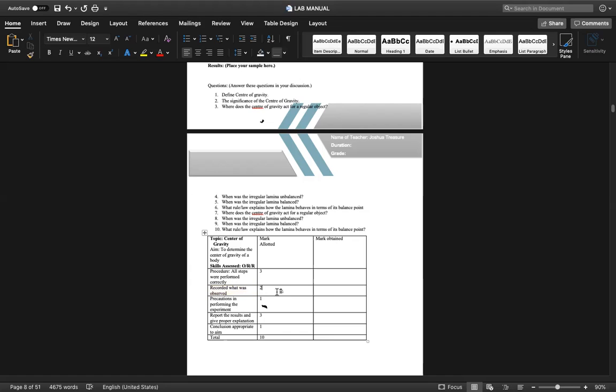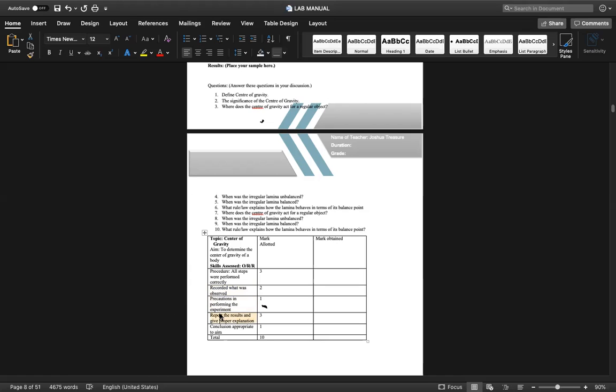state in your discussion that it was observed, when doing the experiment and drawing the lines, right? Don't use "I" and "we". Use the third person. It was observed that these three lines from the three holes all intersected. Then, to get this mark, report the results and give proper explanation.